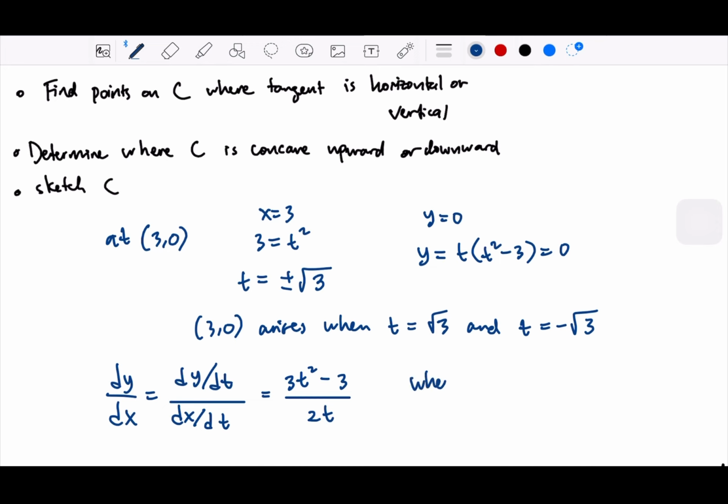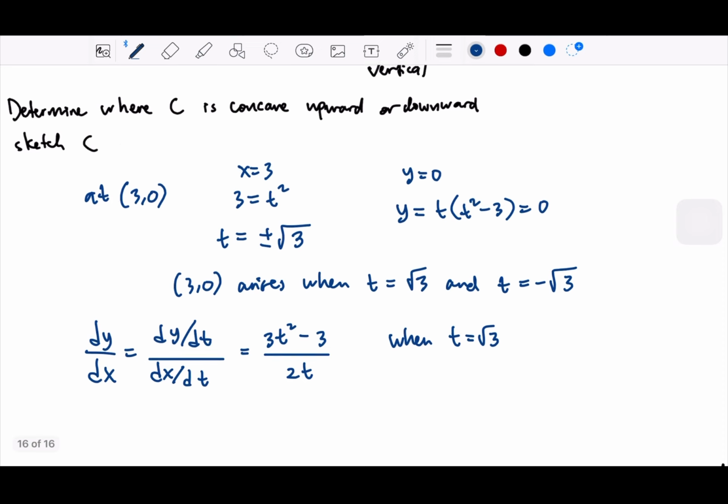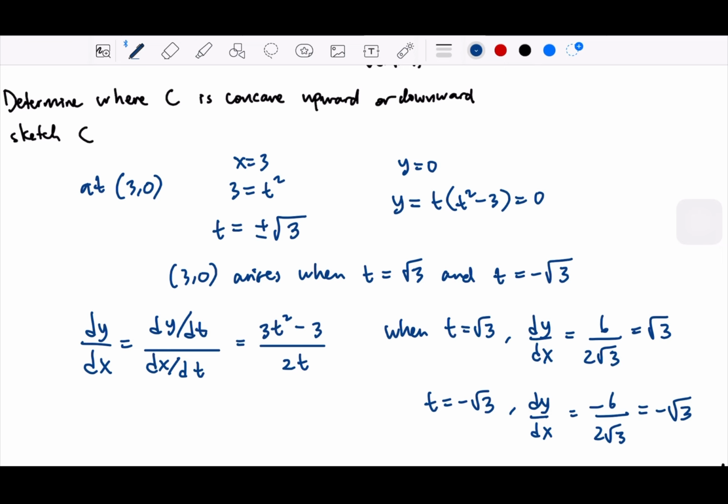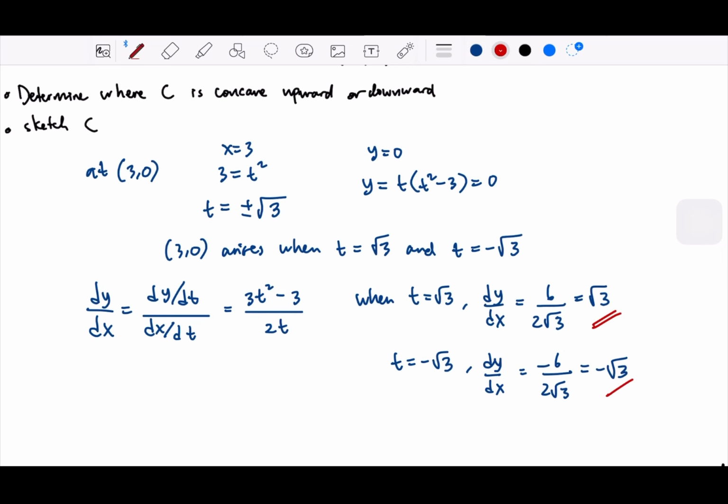So when t is square root of 3, then the tangent is, we could just take square root of 3 inside. It's 9 minus 3 is 6. 6 over 2 over square root of 3. This will be just equal to square root of 3. Okay. And then when t is negative square root of 3, dy/dx is just the negative part. So these two results indicate that the slope has a positive.